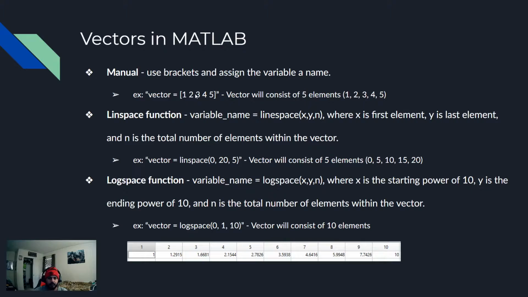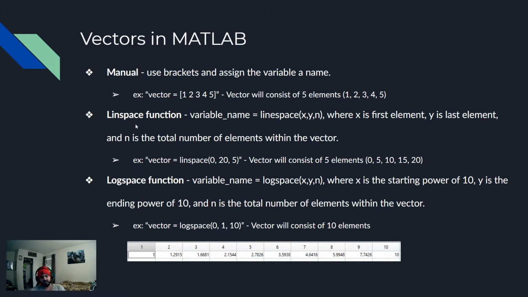So in our case, we have 1, 2, 3, 4, 5, and you would separate each element using a singular space. Now, this vector right here consists of 5 elements because we've put in 5 elements. Assuming that you output this within the command window or even within the workspace, it should only show 5 elements within the vector.